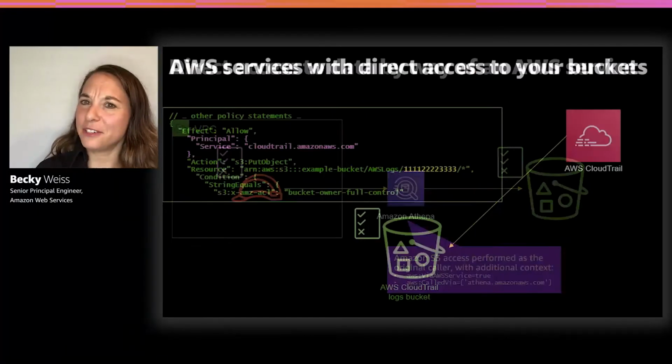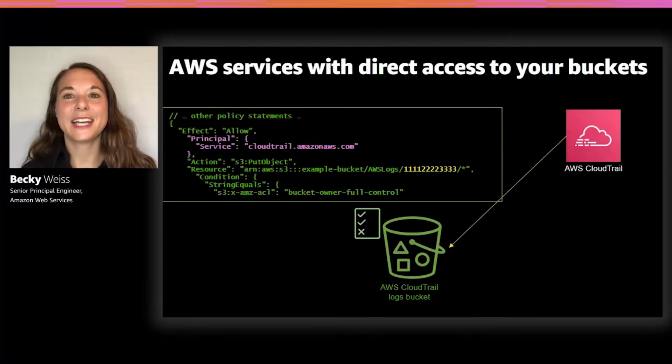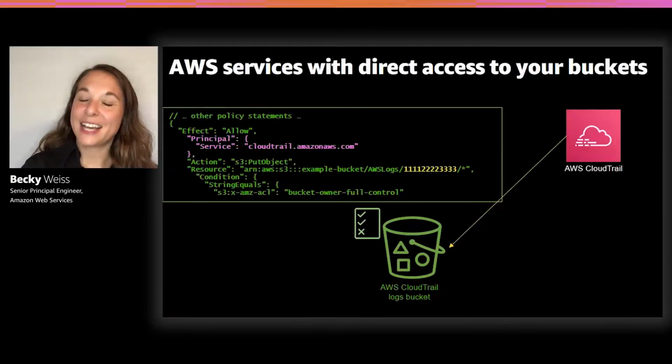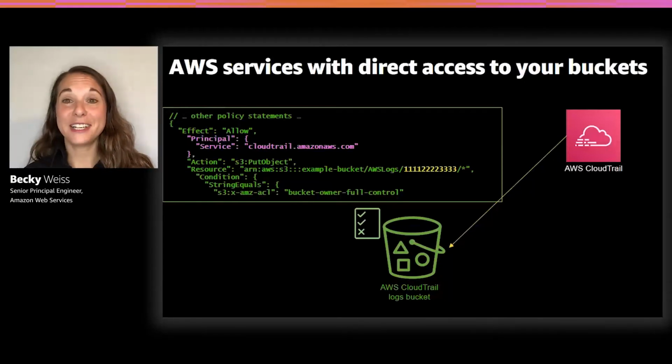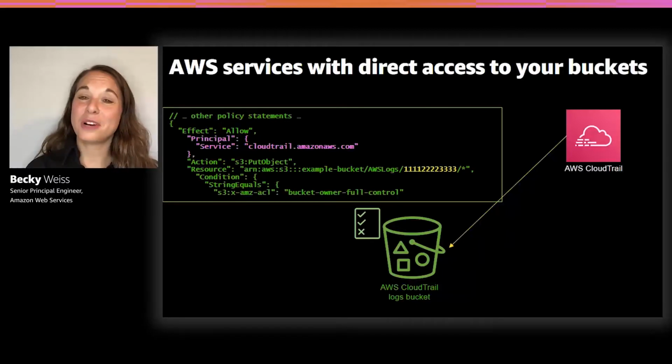There's another pattern here, which is an AWS service that has persistent access to your data. Athena had temporary access to your data to do your query. It was doing it under your own identity. A service like CloudTrail or many other of our services, particularly ones that leave logs in S3, are going to be writing data to your S3 buckets on a continuous basis. The pattern to understand there is the service is making the requests under its own identity. That's called a service principal.